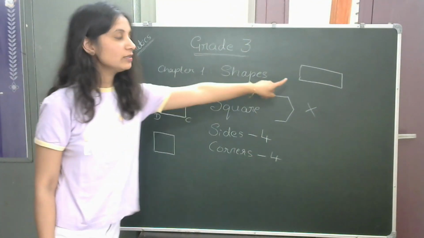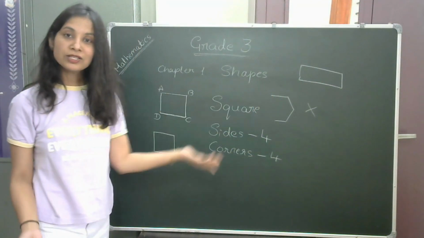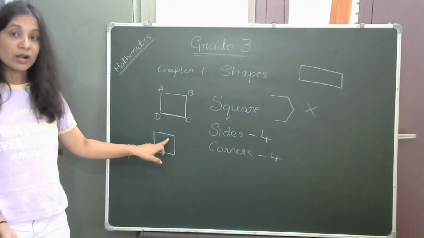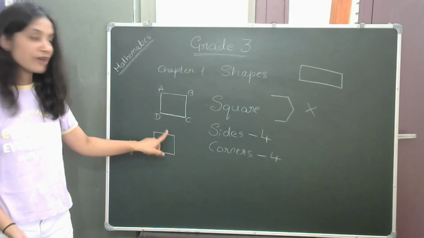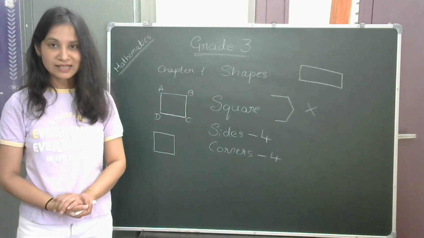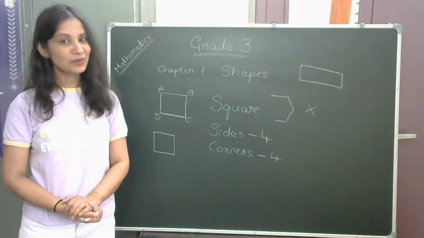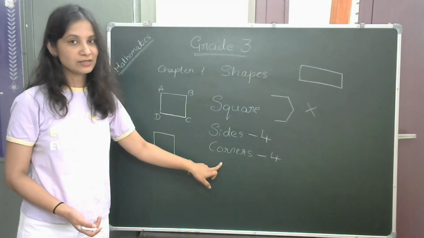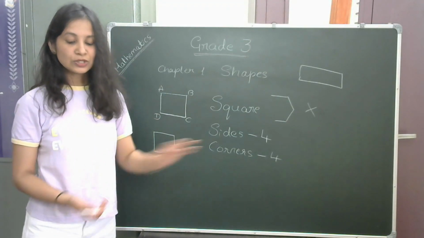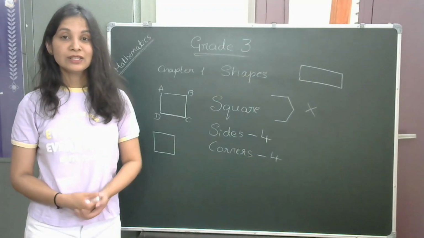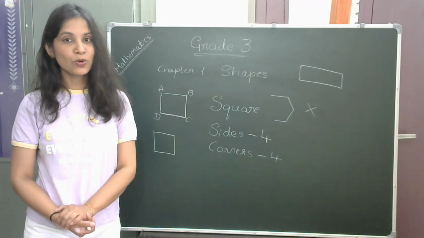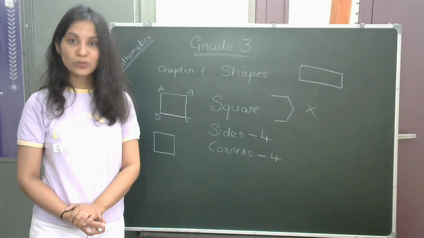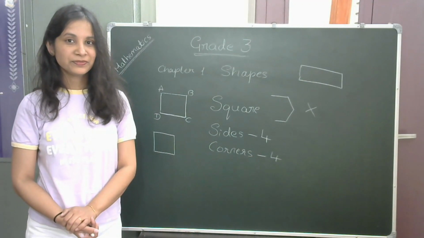No, because all 4 sides are not equal. That means, what is a square? A closed figure which is having 4 equal sides is called a square. We can say 4 sides and 4 corners, right? So, where all do you see square shaped objects in your home? Can you name anything? Have you ever seen any square shaped objects in your home?